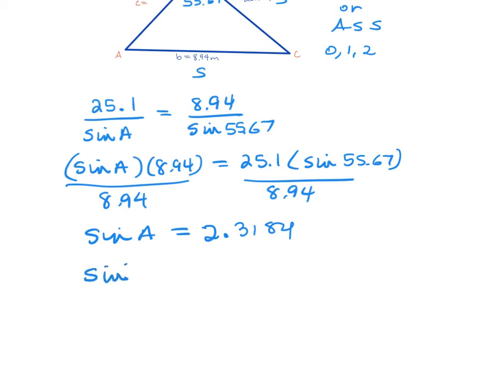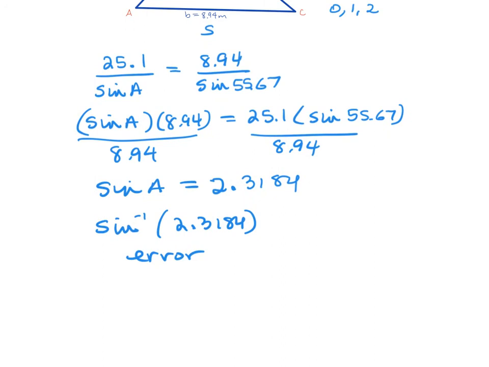Again, I'm looking for an angle measure, so I'm going to do the inverse sine of 2.3184. Once I hit enter, I get an error on my calculator. So as soon as I see that, I can stop and say that no triangle could be formed.